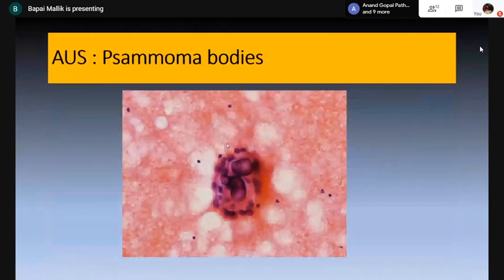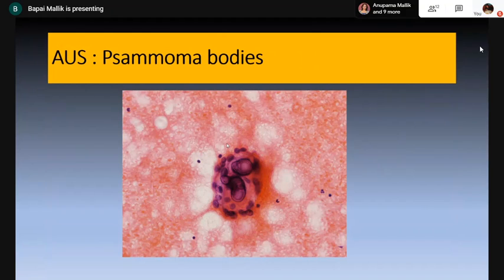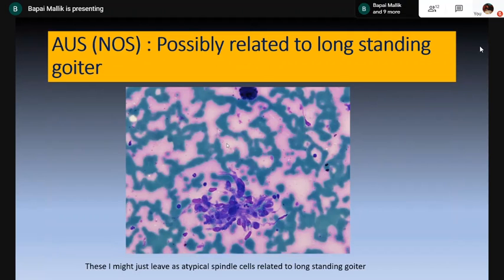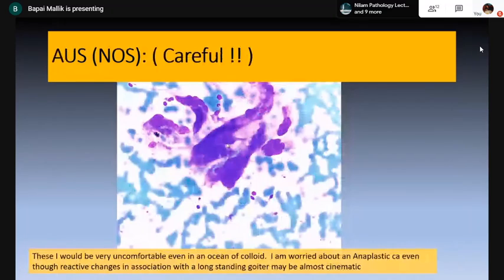And of course, you can have psammoma bodies somewhere in the smear, with no other changes. You can still call it AUS because of psammoma bodies if you have no other changes to suggest any other lesion. This is AUS possibly occurring in the case of a long-standing goiter, which I have alluded to before. It's your pick to call it AUS or to just leave it as benign reactive changes. But what about this one?